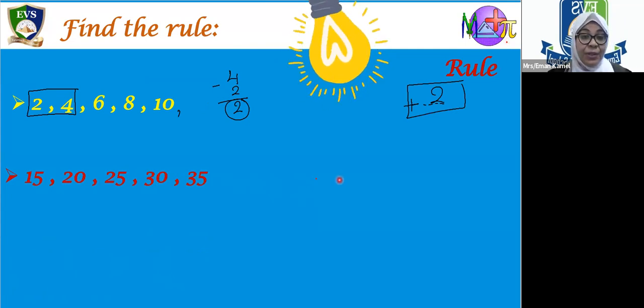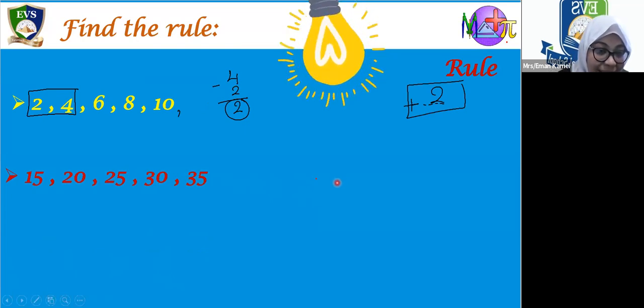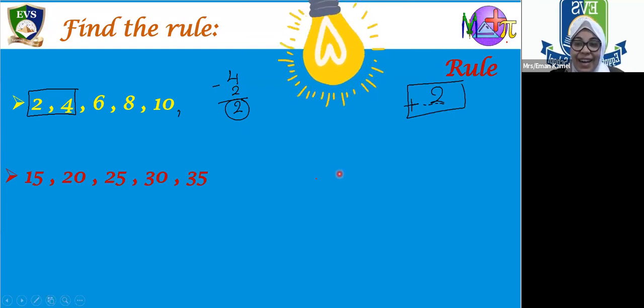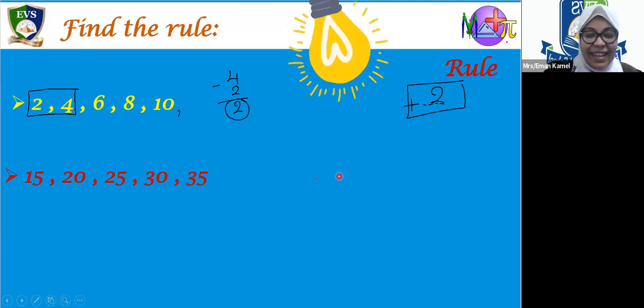15, 20, 25, 30, 35. I need the rule. Who can answer? Anas, yes, show me. Excellent boy. MashaAllah, super. Wow, Muhammad Abdul-Mati, excellent, MashaAllah. So proud of you, Muhammad.